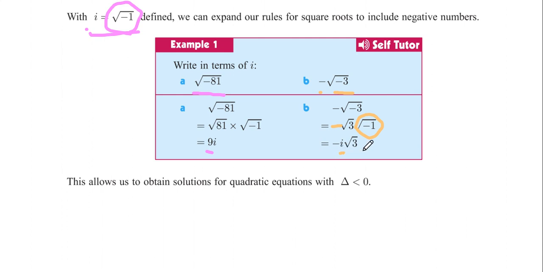You guys can see that, and we write this under root 3 as it is and that minus as it is. So you guys can see how we got the answer. And now this will allow us to obtain the solution for the quadratic equations with the discriminant which is less than 0.